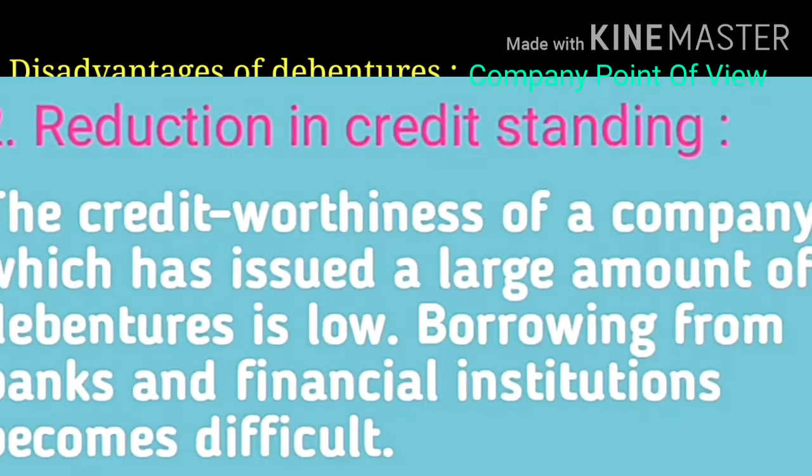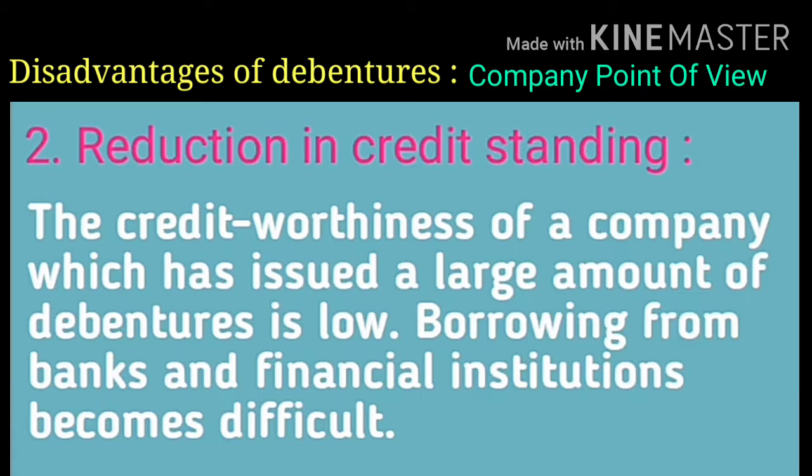Second, reduction in credit standing. The creditworthiness of a company which has issued a large amount of debentures is low. That means debentures make the company value low. Why? Because it is a debt instrument. When a company has debt or liability, it's very difficult to borrow from banks and financial institutions. Then gradually the company's credit standing will reduce. That's why it is a disadvantage from the company point of view.